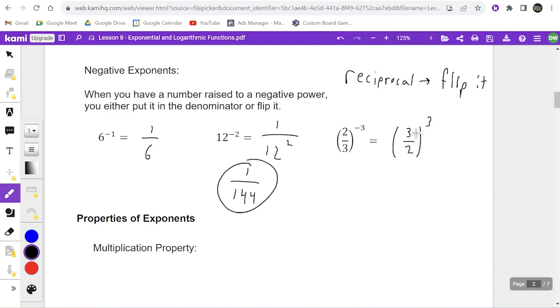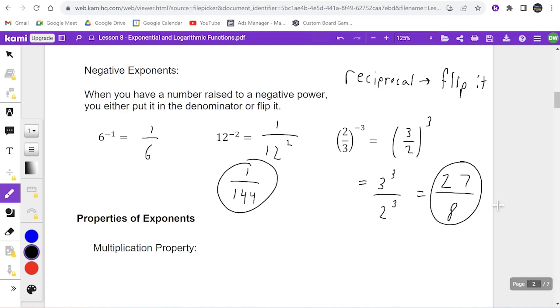Then what you would do is you would apply this cube to both the numerator and the denominator. You apply it to everything. So really it's 3 cubed over 2 cubed. And hopefully remember from the last page that 3 cubed is 27 and 2 cubed is 8. Any questions on negative exponents?